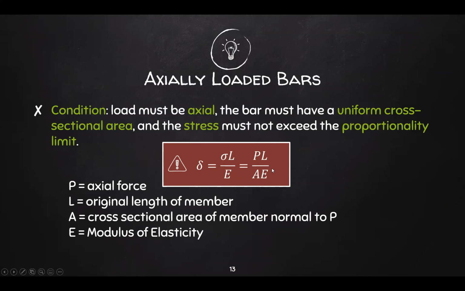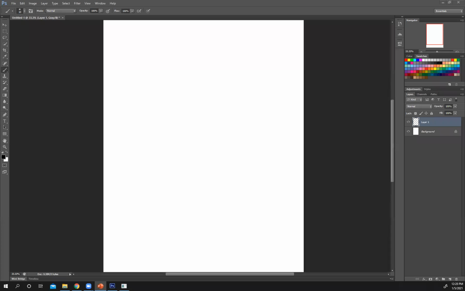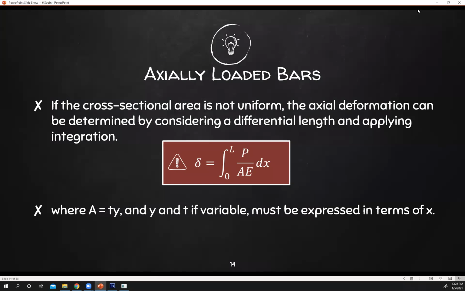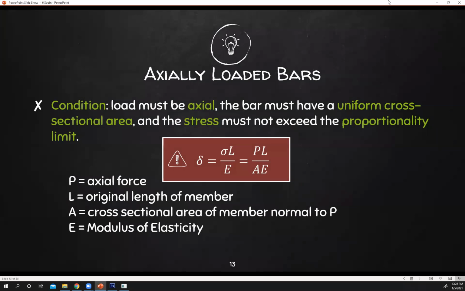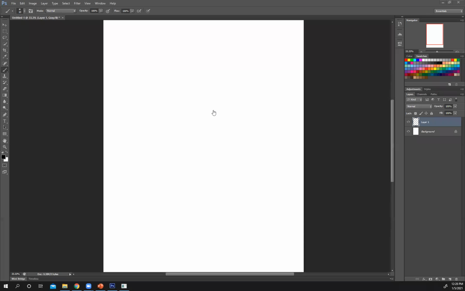Now, how do we get those equations? It's a simple derivation. So let me just change this. Okay. So not bad. There. So did we get that PL over AE, which is an equation that you'll use a lot moving forward in your CE majors?